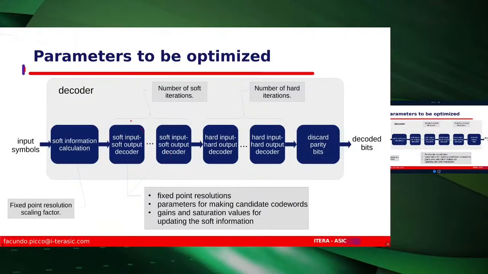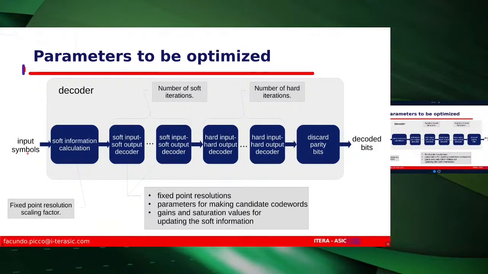Now, this is a look at what a generic oFEC decoder looks like. And here we can see what parameters we are optimizing. So basically the decoder receives input symbols from the left, from the channel. And the first thing it needs to do is the soft metric calculation.